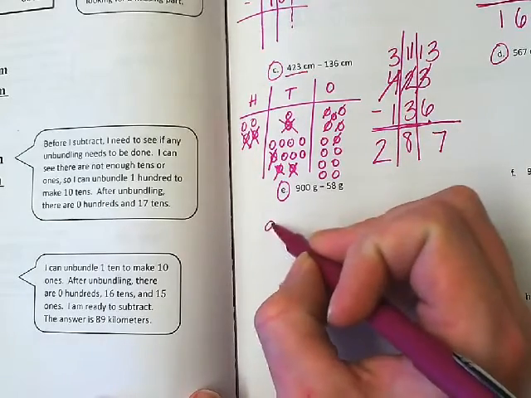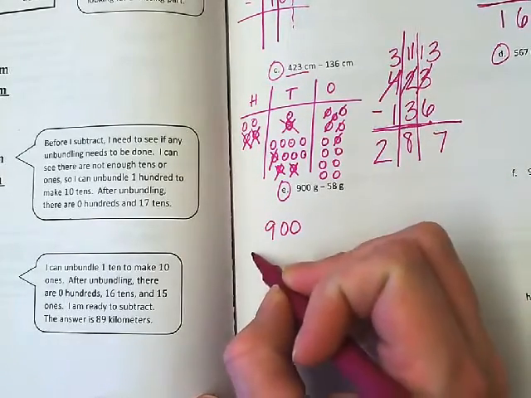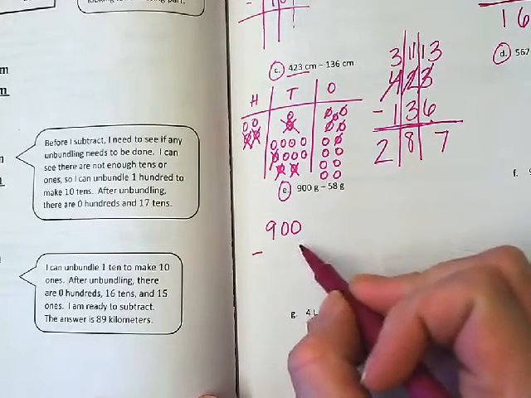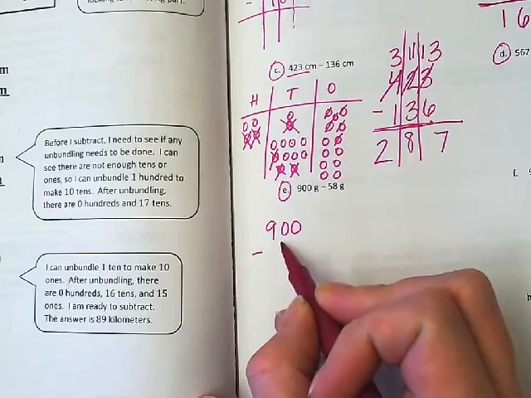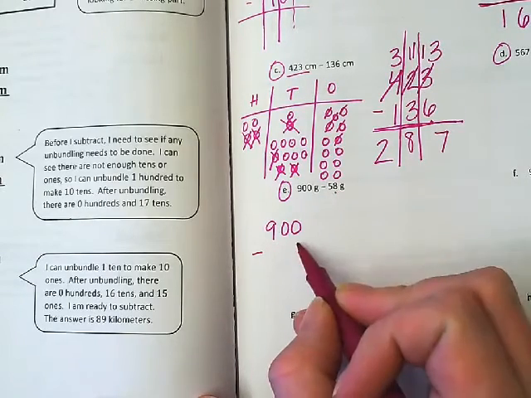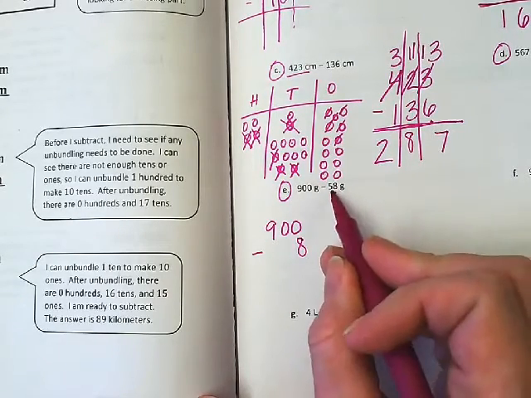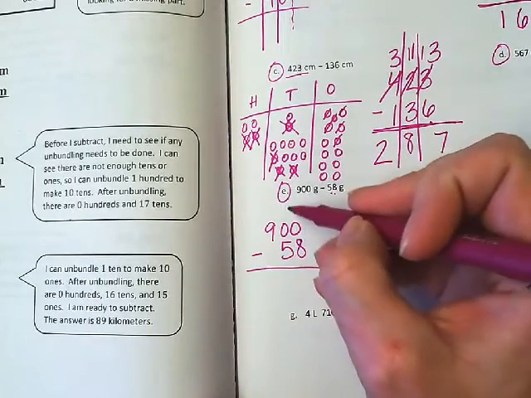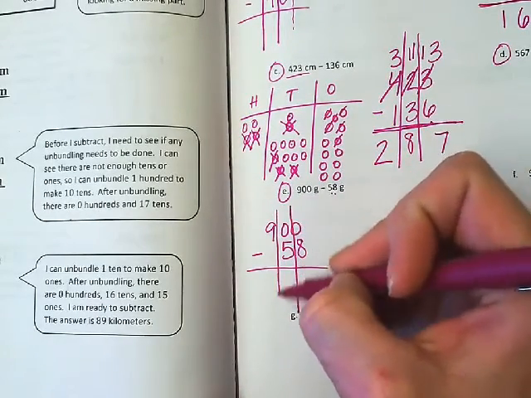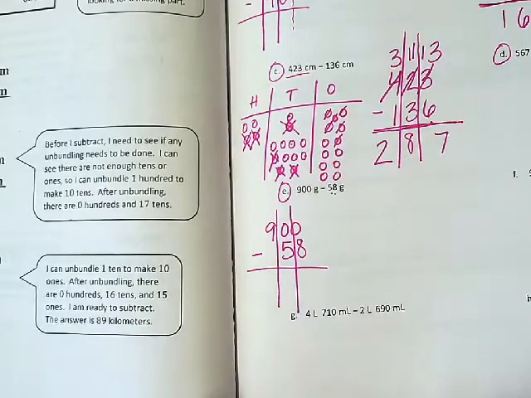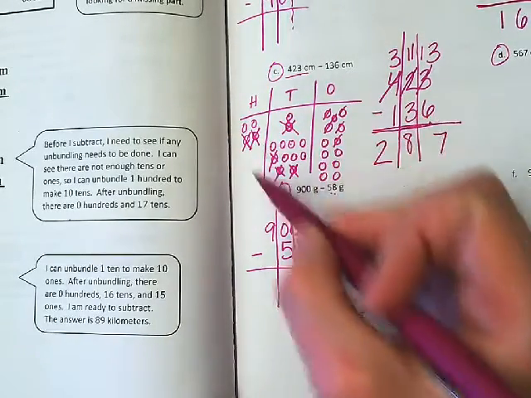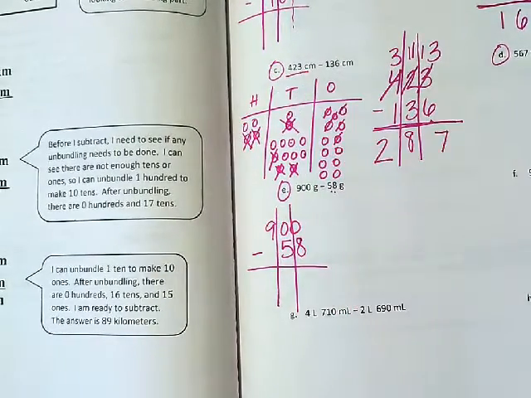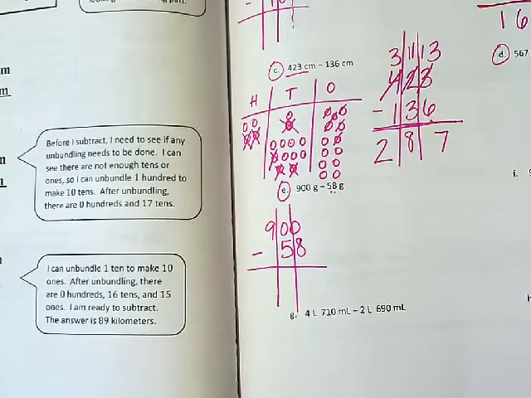900 minus 58. Can I write 58 here? No, the 8 is in the ones place. It has to go here. The 5 is in the tens place. It needs to go here. Let's draw my lines for my place value. See, it looks just like that. We proved our answer here with this model. We proved our answer before using addition to check it.